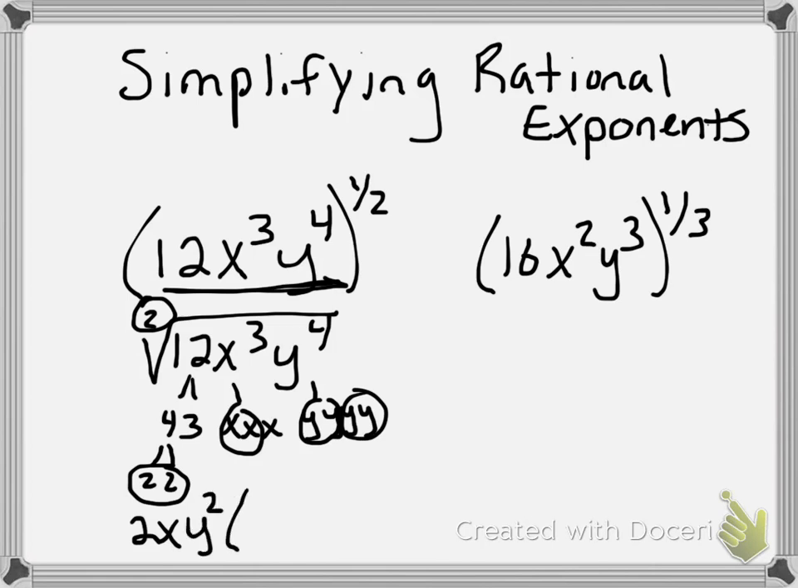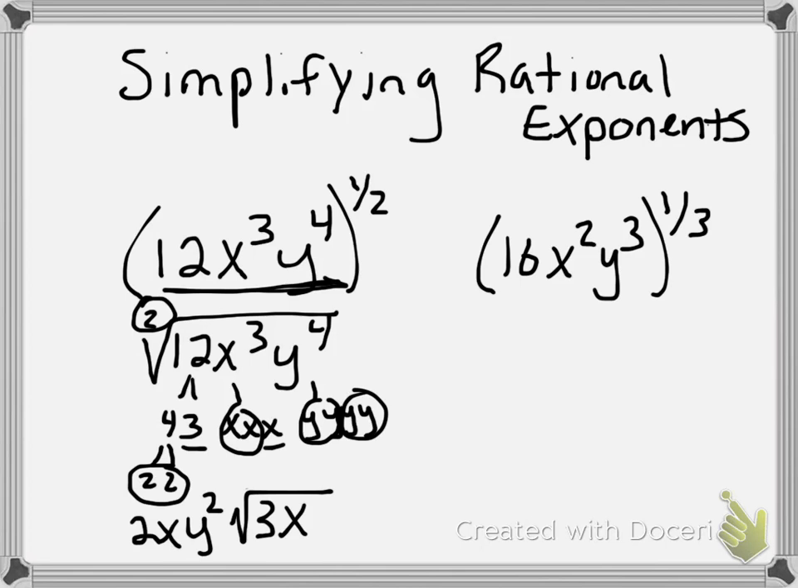Oops, sorry, I didn't mean to put it as parentheses there. Let me get rid of that. So, leftovers have to stay underneath the square root, so this extra 3 has to stay, and that extra x has to stay. So that would be that one simplified.